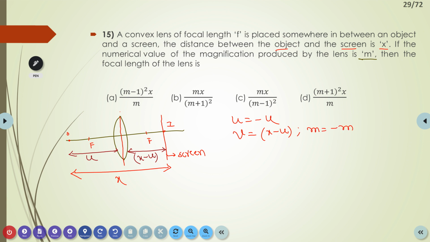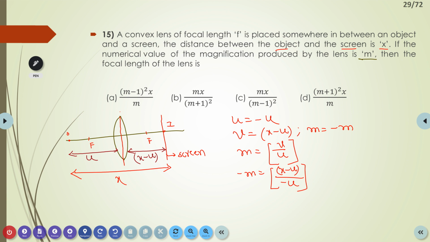And then M equal to minus M, because a real image is formed. It's not virtual. The real image is formed. Now, M equal to, you know the formula, V divided by U. Then substitute. Minus M equal to this one, V divided by U. Substitute the value of V. V equal to X minus U. U equal to minus U. You substitute.